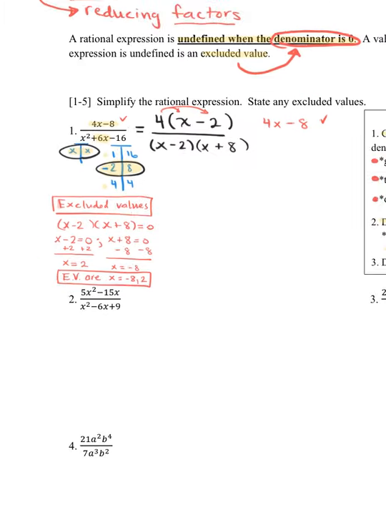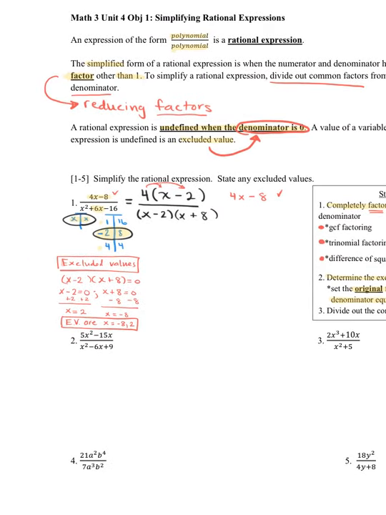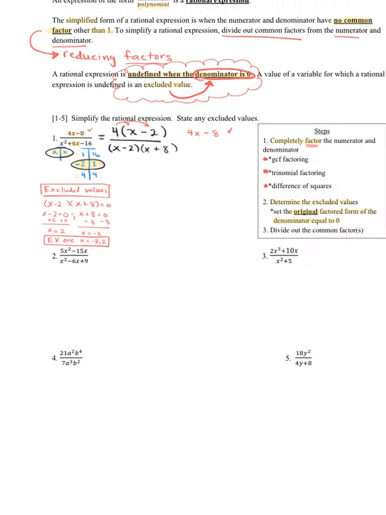Okay, so just a reminder here, let's take a look back at the very beginning right here. Remember, excluded values are when our denominator is 0. So I took my denominator, set it equal to 0, and that's what I got for my excluded values. Okay, so step 1 is done, step 2 is done. So now let's go on to step 3.